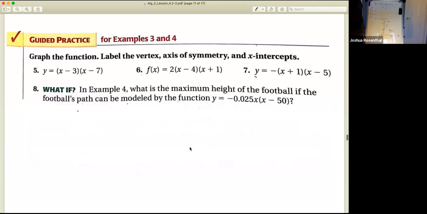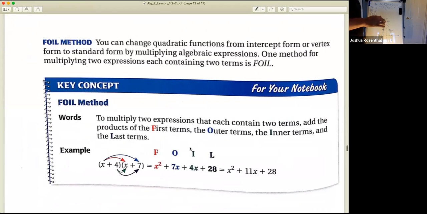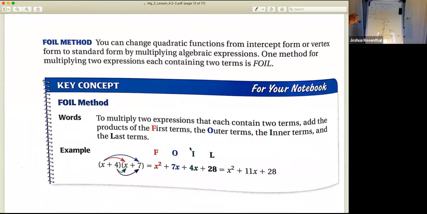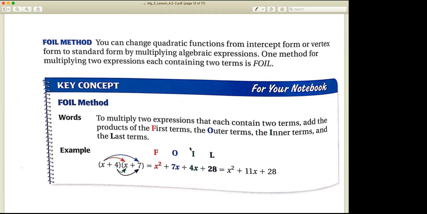All right, let's move on to the next idea, which is going to get a lot of criticism, I know. FOIL method: you can change quadratic functions from intercept form or vertex form back to standard form by multiplying algebraic expressions. One method for multiplying 2 expressions, each containing 2 terms, is FOIL. Of course, FOIL is just a mnemonic device, right? It's just to help you, like SOHCAHTOA. It's not a mathematical truth. No, it's a method, but it's not a good method.